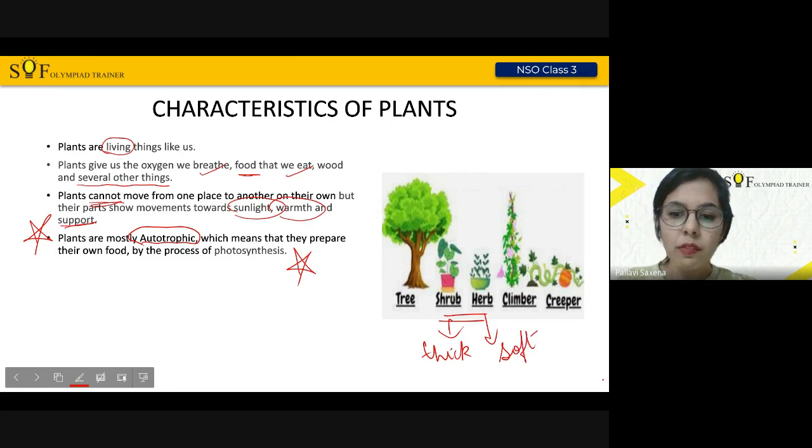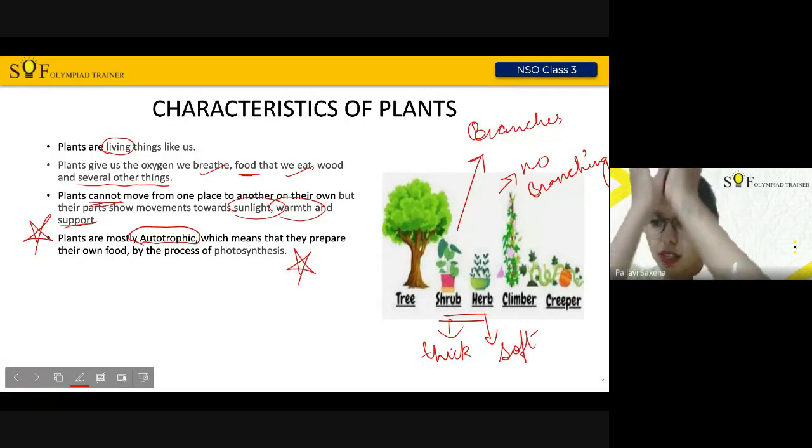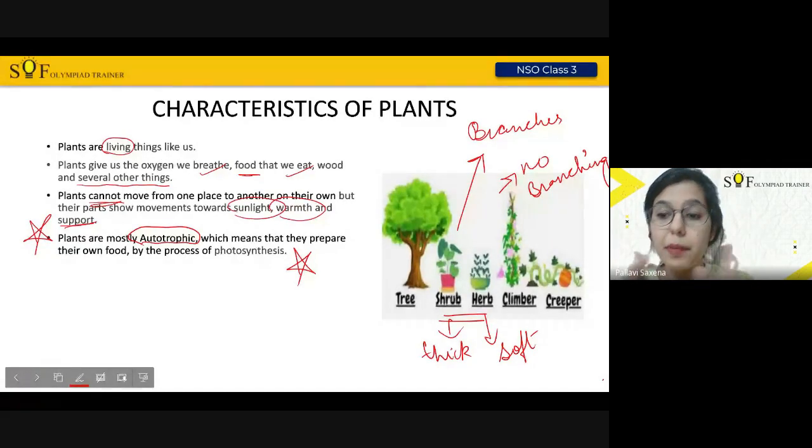And also, when you talk about a shrub, they might have many branches at the base, right? Herbs usually don't have branching, but a shrub may have many branches arising from the base of the stem. Unlike a tree where the branches come from the top, in the shrub there will be many branches coming from the base itself, okay?